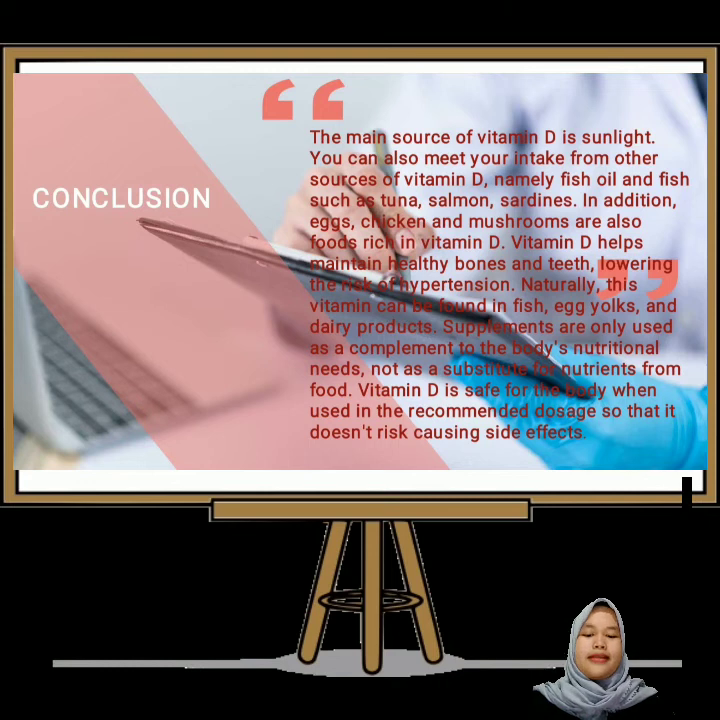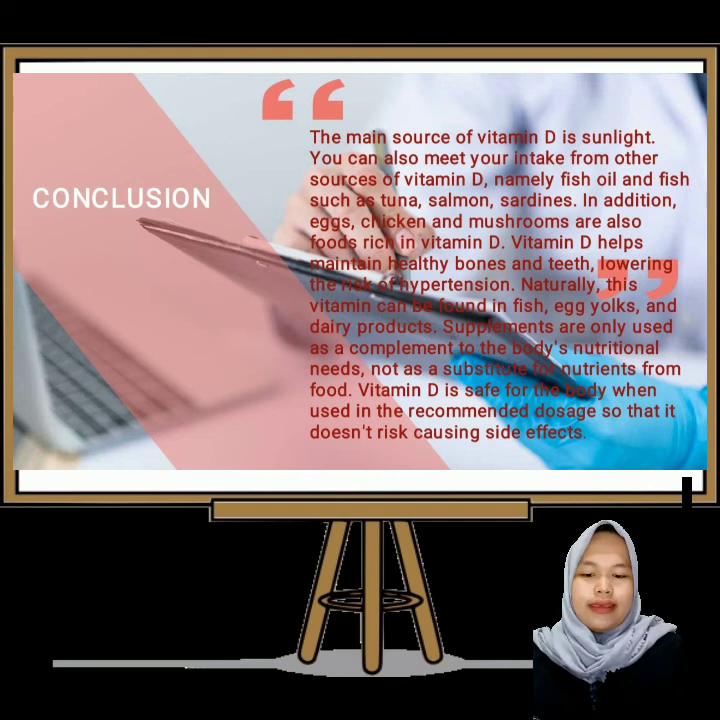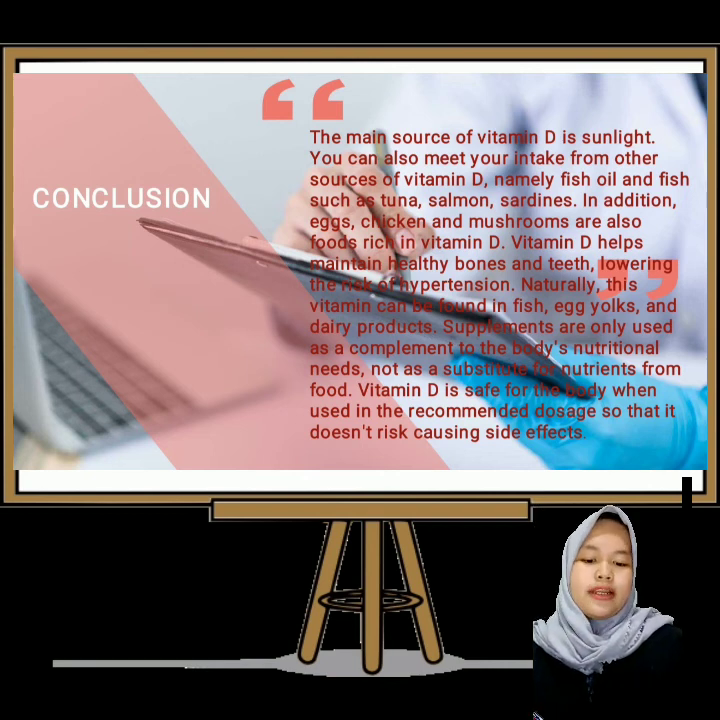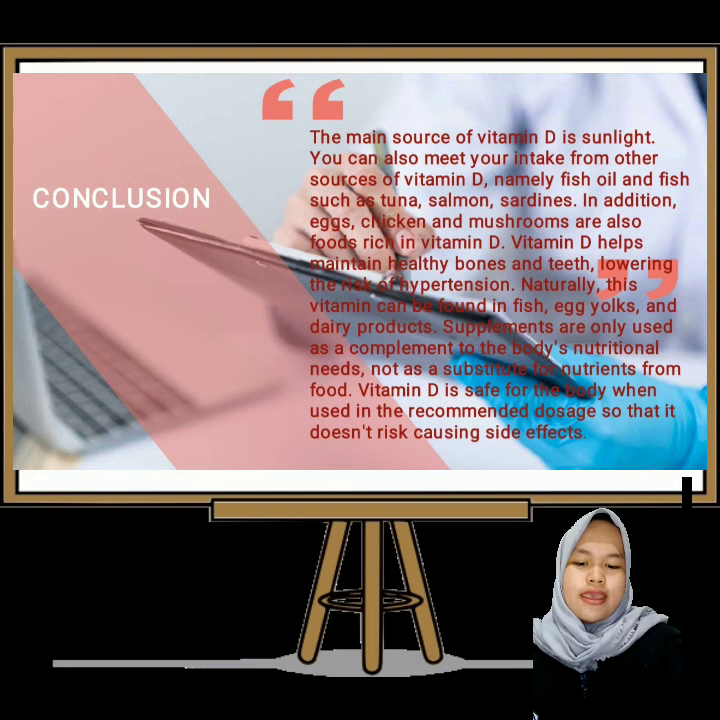Conclusion: the main source of vitamin D is sunlight. You can also meet your intake from other sources of vitamin D, namely fish oil and fish such as tuna, salmon, sardines. In addition, eggs contain vitamin D. Vitamin D helps maintain healthy bones and teeth, and lowers the risk of hypertension. Naturally, this vitamin can be found in fish, egg yolks, and dairy products.